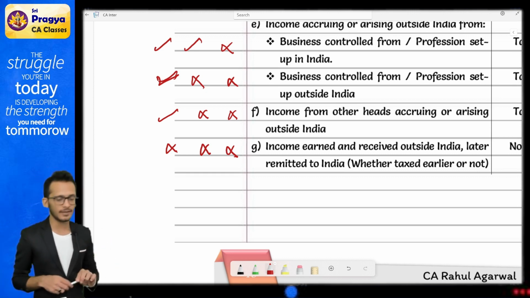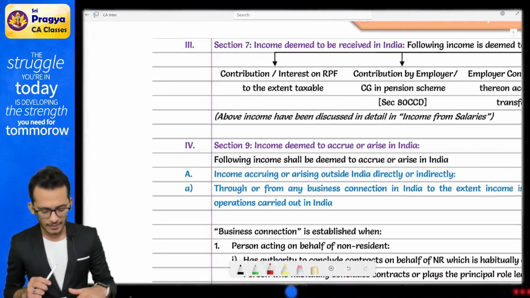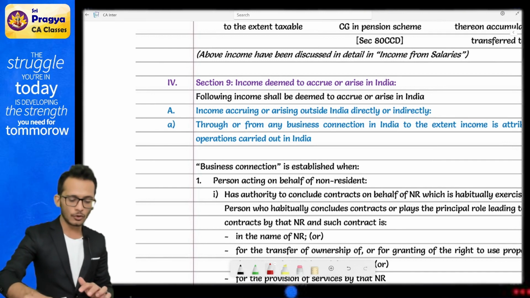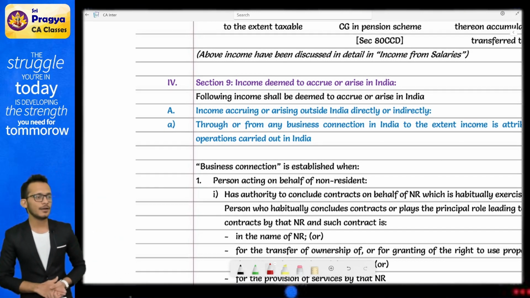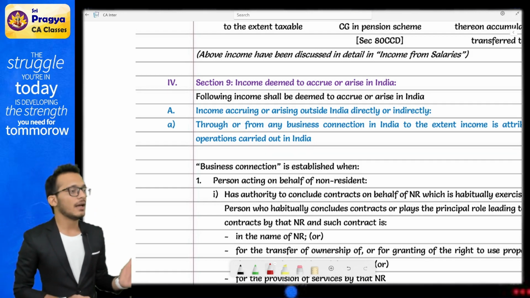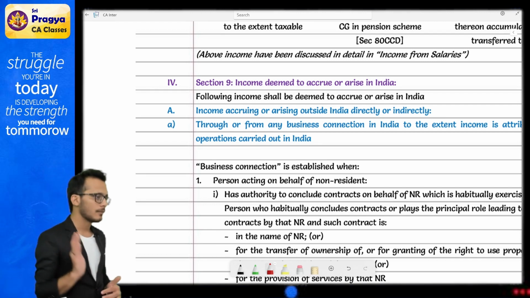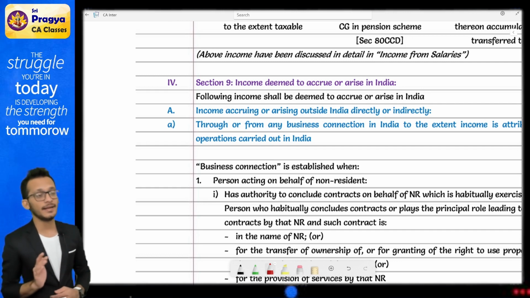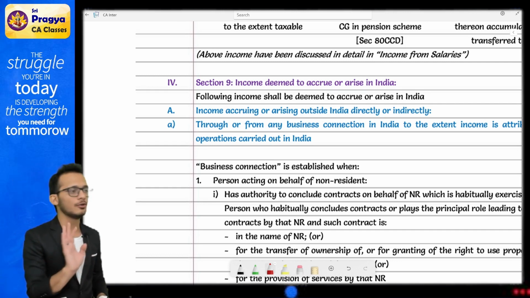Last and the most important is income deemed to accrue or arise in India. I told you we have to learn it in a head of income format. In head of income comes your first income called salaries. Income tax comes and says, boss, if you are receiving salaries for rendering services in India, then income is taxable in India. I don't care where you receive it. I don't care how you receive it.